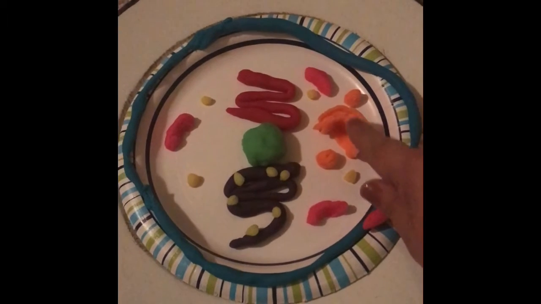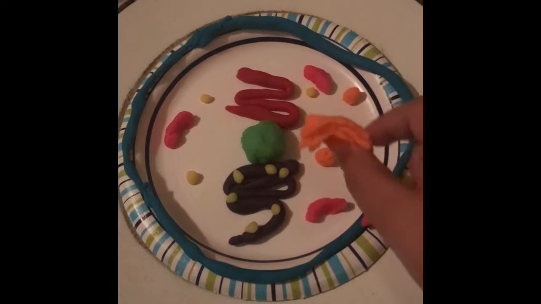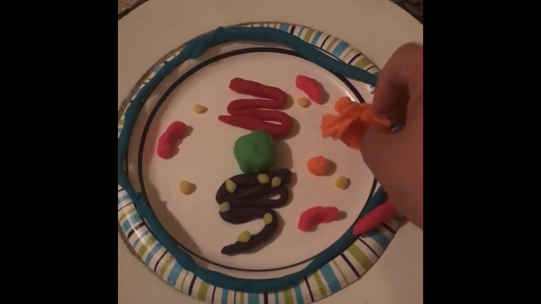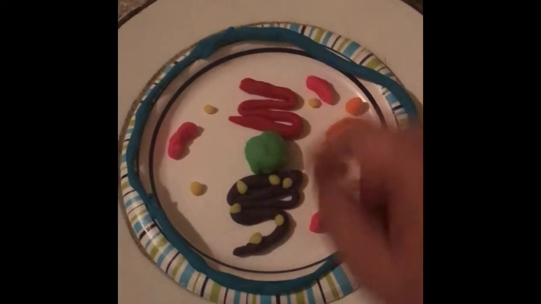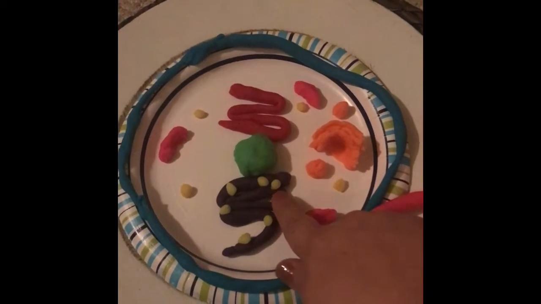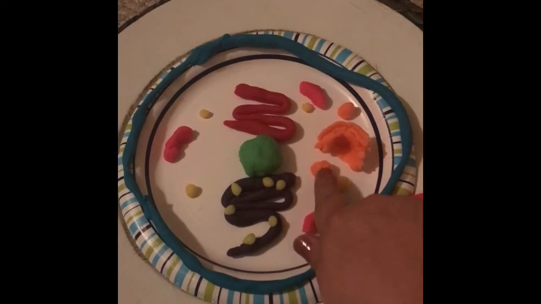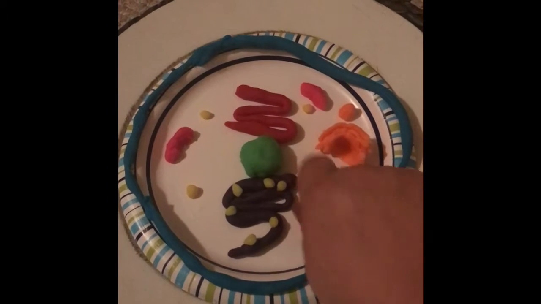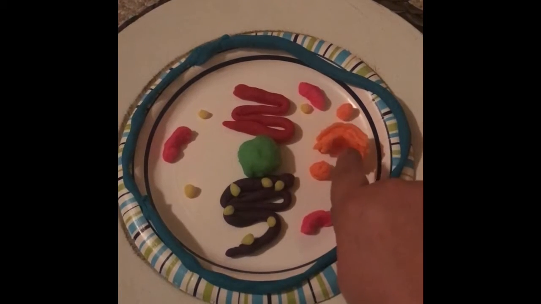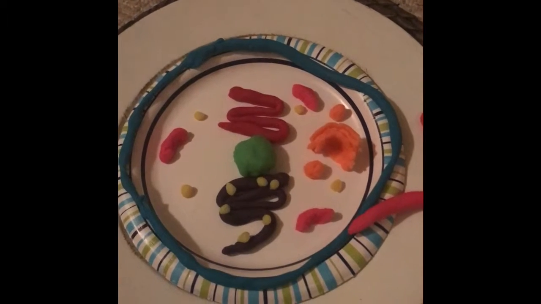Next up, here's my Golgi apparatus. It looks like stacks of flattened pancakes. Can't really tell right there, but the main function of the Golgi apparatus is to receive proteins from the rough endoplasmic reticulum, and it also receives lipids from the smooth endoplasmic reticulum. It modifies and tags them and gets ready to ship them out throughout the cell.